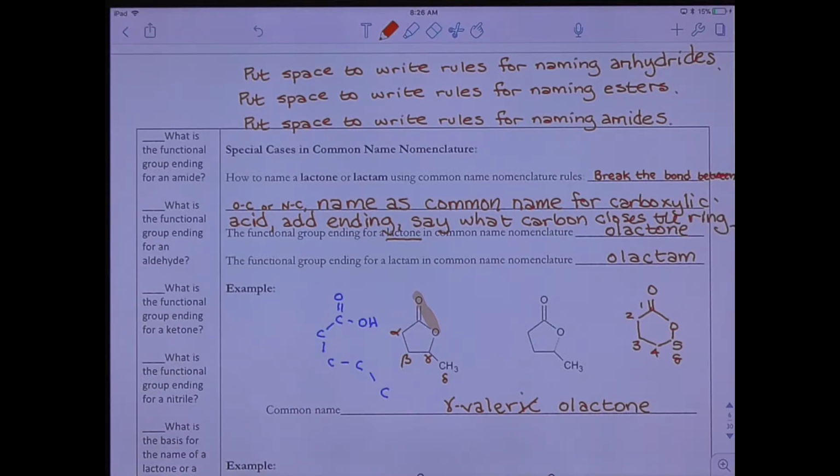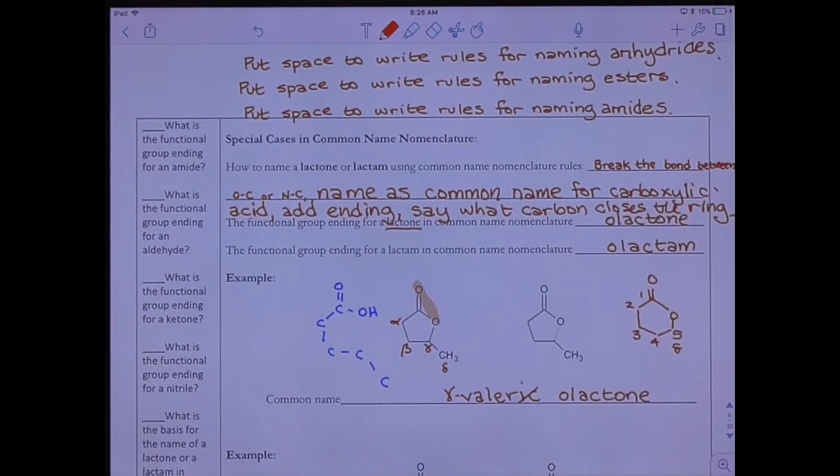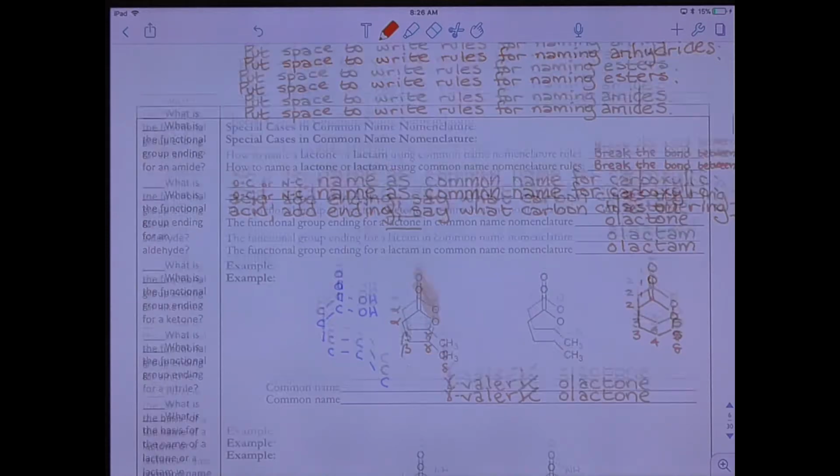All right, so you're just counting the number of carbons that are continuous there. Name it as though it's the common name for that carboxylic acid, and then just say what carbon you're attaching things through, in addition to the ending. Okay, so there you go.